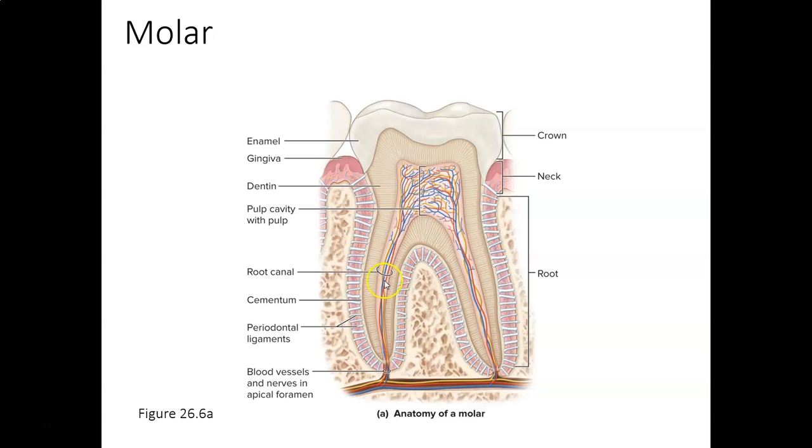So here it's called the root canal, right? Because it's basically a bunch of the nerves and blood vessels together passing by this root canal and then linked to the blood vessels and nerves in the apical foramen.